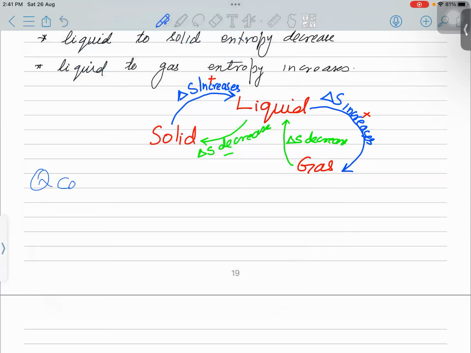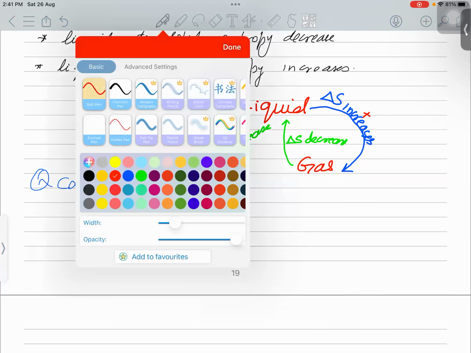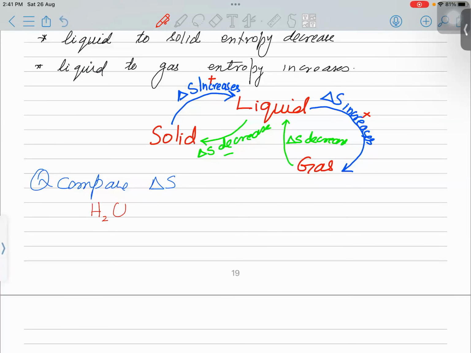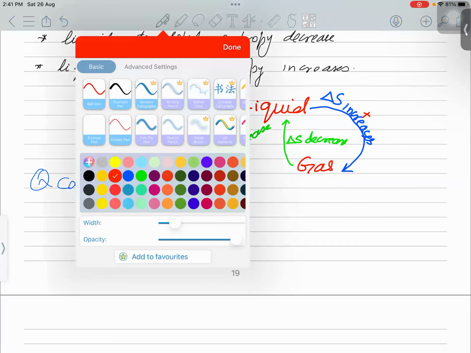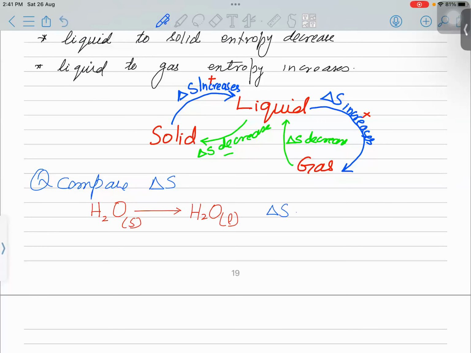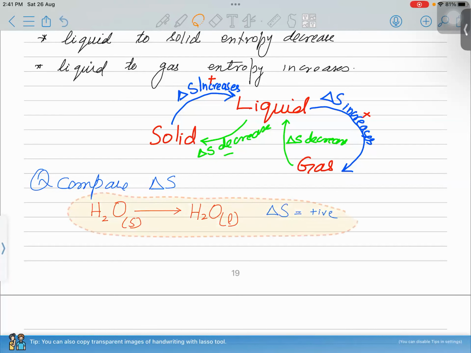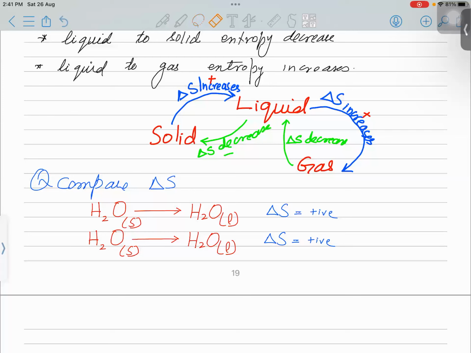Now compare question. Compare delta S. H2O solid converts into H2O liquid. Entropy increases or decreases? Delta S increases, positive. Liquid to gas, increases.